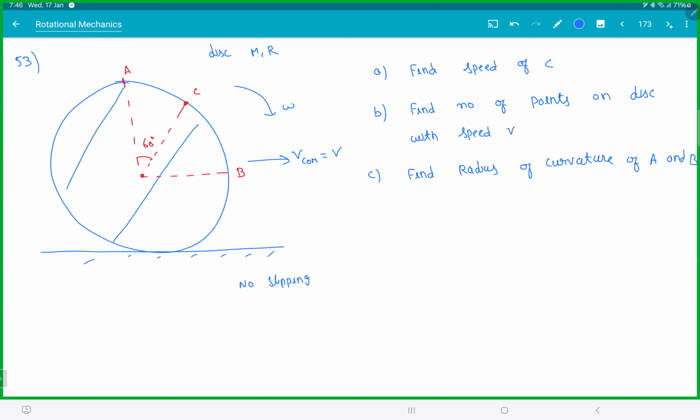A part V plus R omega. Aryan, give me the answer in terms of V for the first part. I'm asking the speed of C. V will be equal to R omega, na? Because it is not slipping. मैं C का velocity पूछ रहा हूँ. Adrit, you got it right. Others, do type your answers.